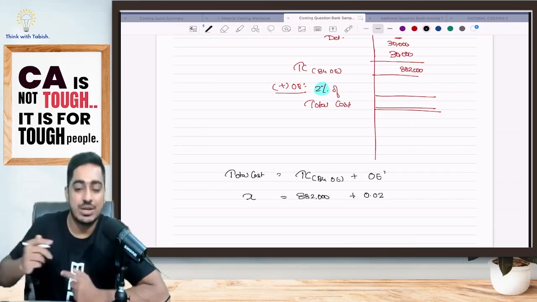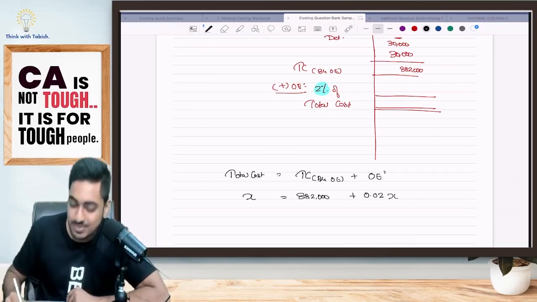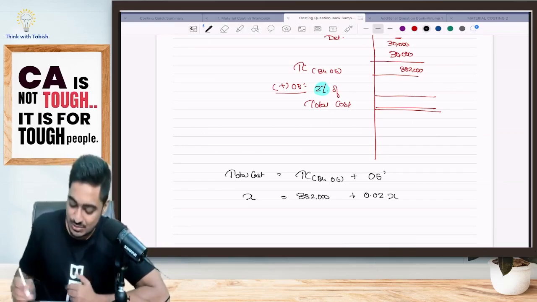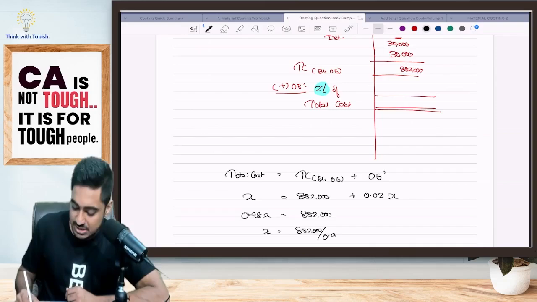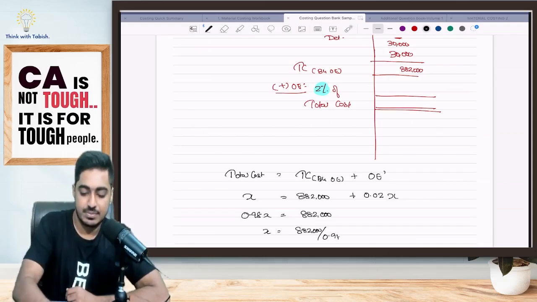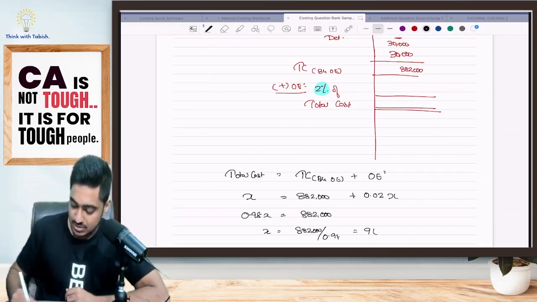Okay, so I'll assume my total cost is x, so other expenses is 2% of x. Okay, so I'll now simplify. I'll bring it this side. X minus 0.02x is 0.98x, which is 8,82,000. Therefore, x is 8,82,000 divided by 0.98, which is 9 lakh. Yes or no, everyone?